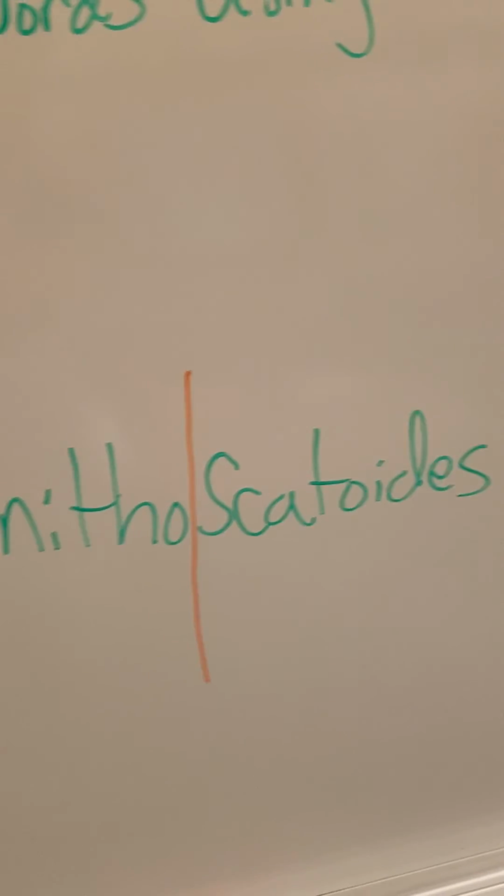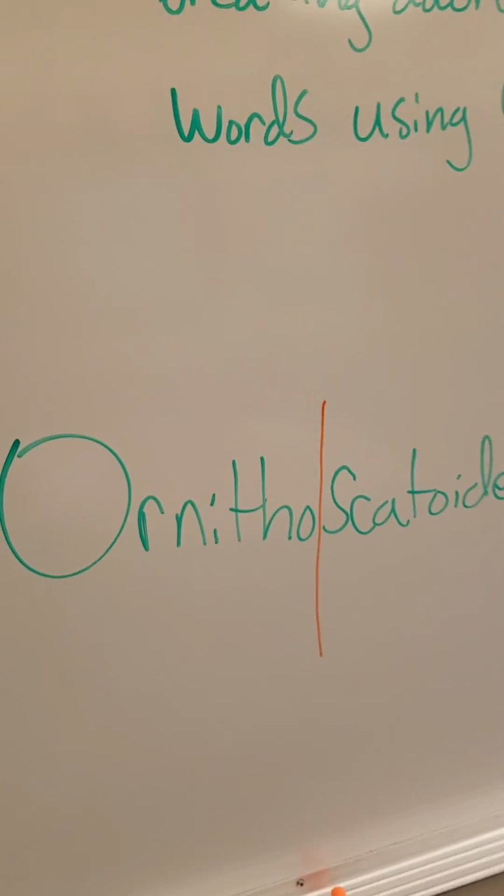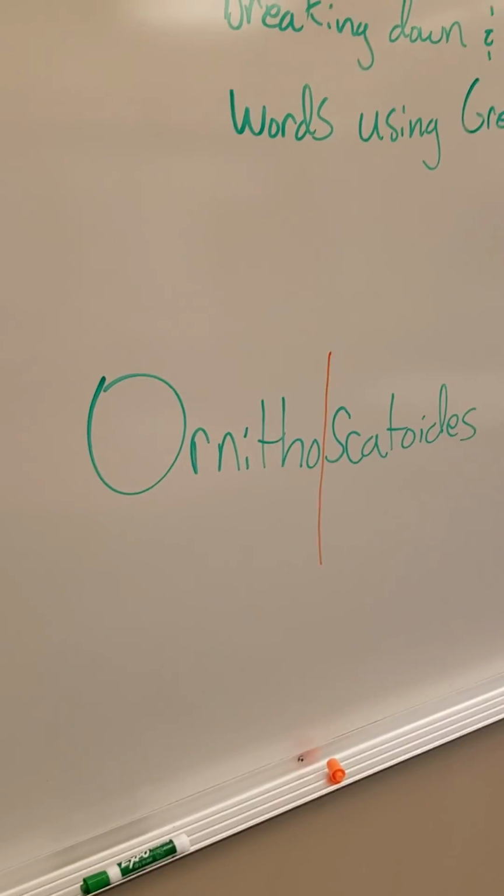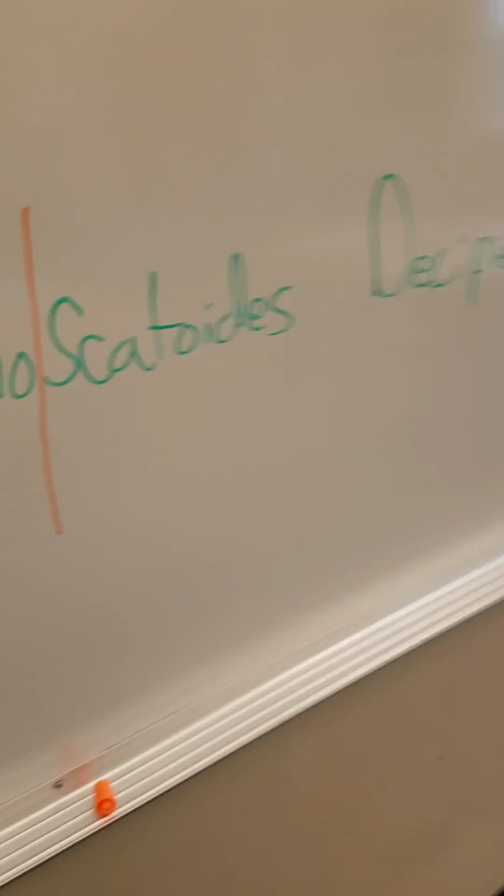And you may not know this now, but I will just tell you, ornitho is a Latin root word, and so is scatoides. If you were to look at ornitho, what does that word remind you of? Have you seen that beginning in another word? Maybe in the word ornithology. Is anybody aware of that or what it means? Thank you, Tim. That's right. It means bird or the study of birds. So from that I can deduce ornitho has something to do with birds.